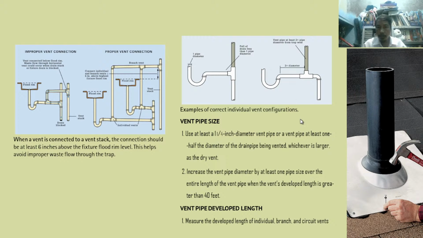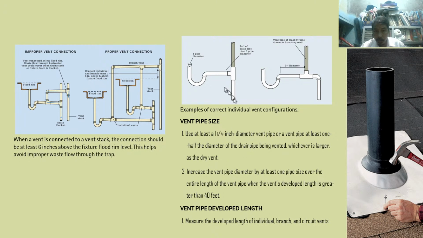Vent pipe at least 2 times the pipe diameter. So for vent pipe size, use at least 1 1/4 inch diameter. This is the smallest vent pipe size, 1 1/4. Or a vent pipe at least 1/2 the diameter of the drain pipe being vented, whichever is larger. So this is the smallest vent diameter because of the condition, whichever is larger, as the dry vent.